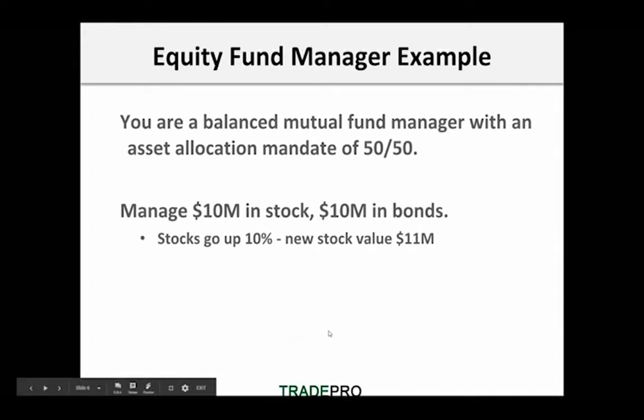Stocks go up by 10%, and now the new valuation for your stock portfolio is 11 million. Your bonds are 10 million. All right, Christopher, you did good. 20% is your performance fees. So the portfolio total is $21 million.